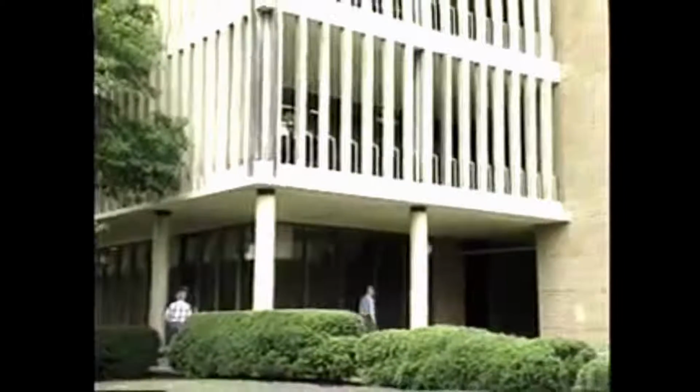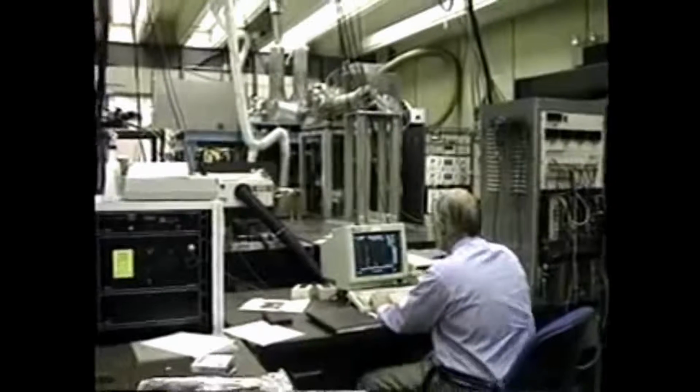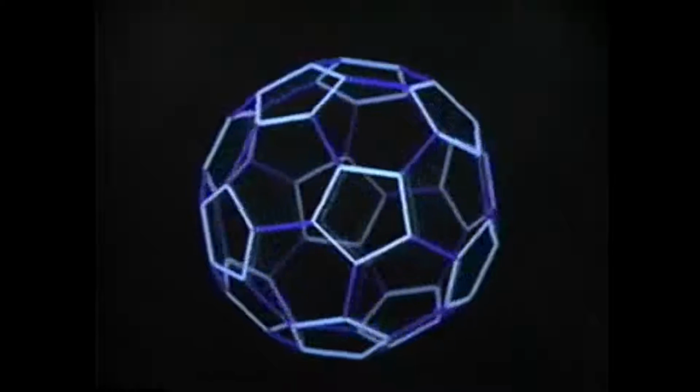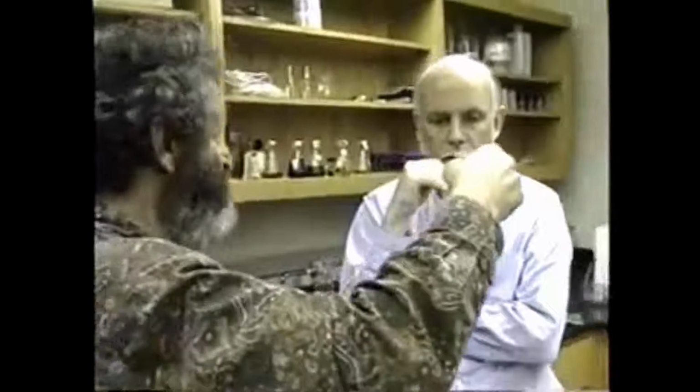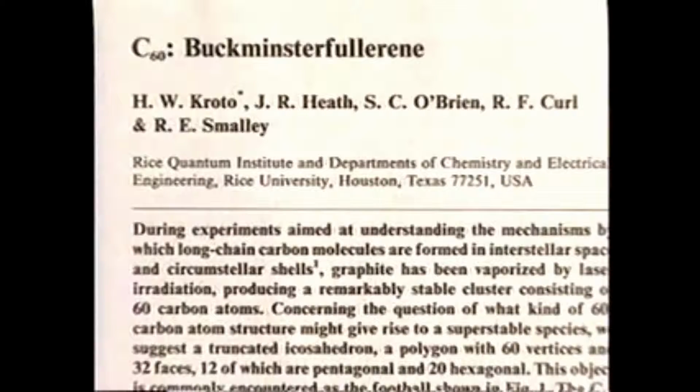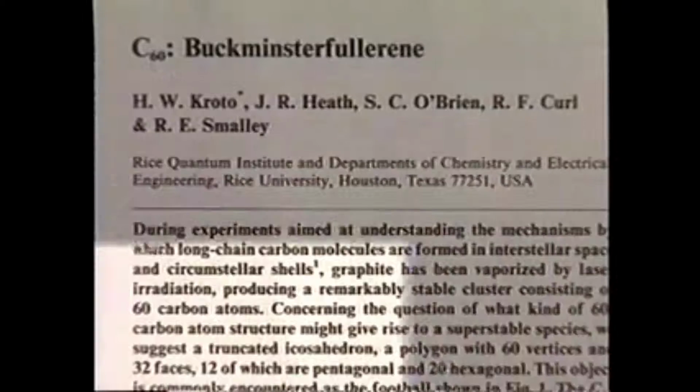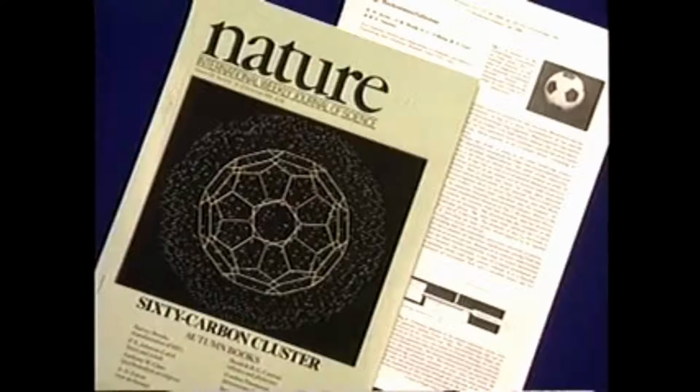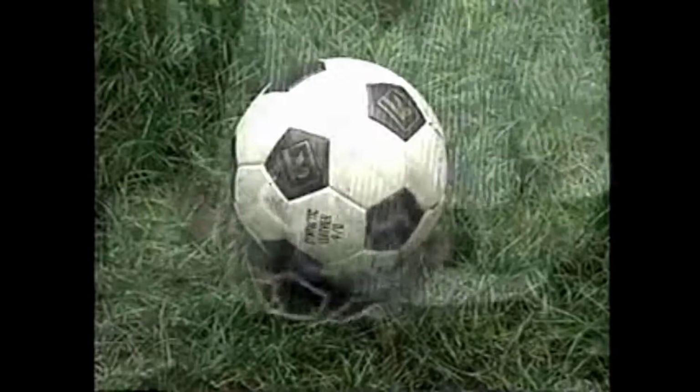Scientists at Rice University discovered the new carbon molecule in 1985, a shape that resembles Buckminster Fuller's geodesic domes. That's why they named them Buckminster Fullerenes, or buckyballs for short. It was a startling discovery, an unknown form of one of the best-known substances on the planet, a molecule of 60 atoms with a soccer ball shape that suggests remarkable possibilities.